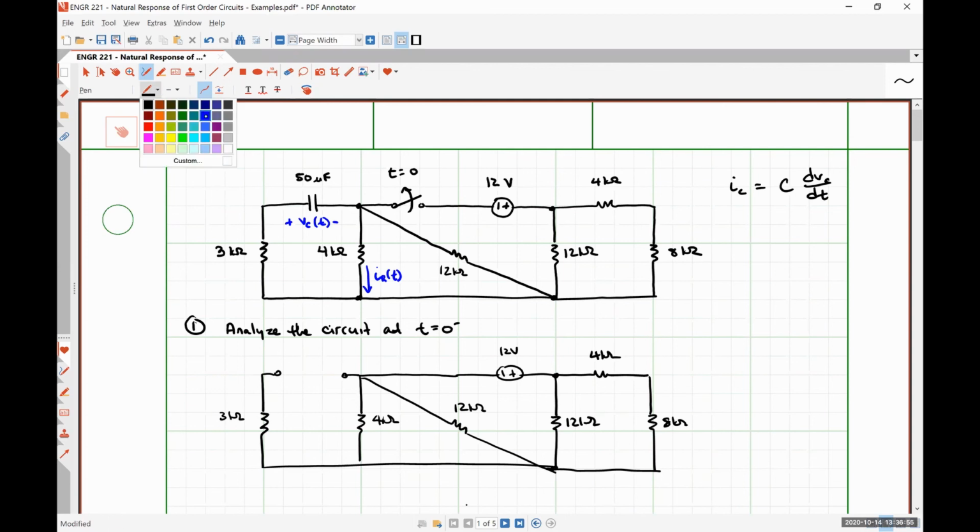Now I'll draw in my quantities of interest in blue. So I'm going to need to determine the resistor current at t is equal to 0 minus and the capacitor voltage at t is equal to 0 minus. So, does anybody have any idea how we might solve for either of those quantities?